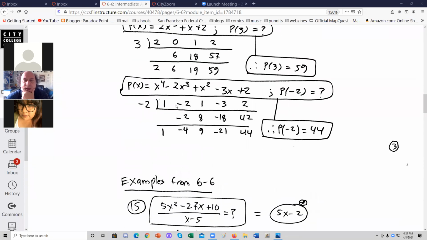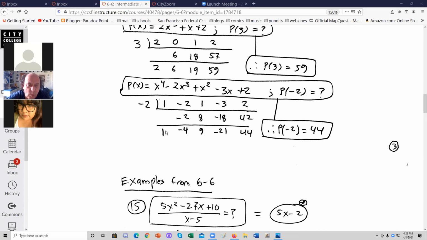Here we have x to the fourth minus 2x cubed plus x squared minus 3x plus 2. What is p at negative 2? Well, 1x to the fourth minus 2x cubed plus 1x squared minus 3x plus 2, evaluate at negative 2. So we zigzag. Every time we go down, we add, and every time we go up and to the right, we multiply by negative 2.